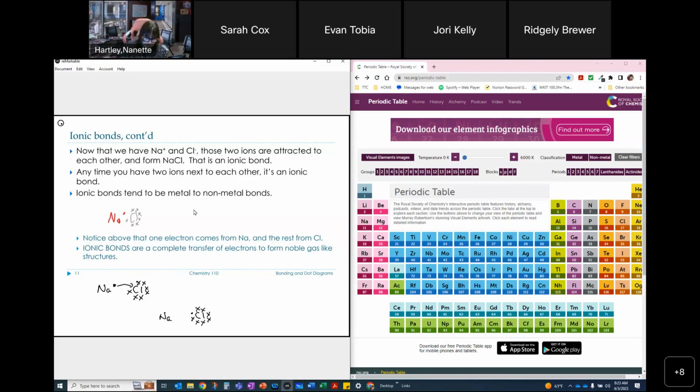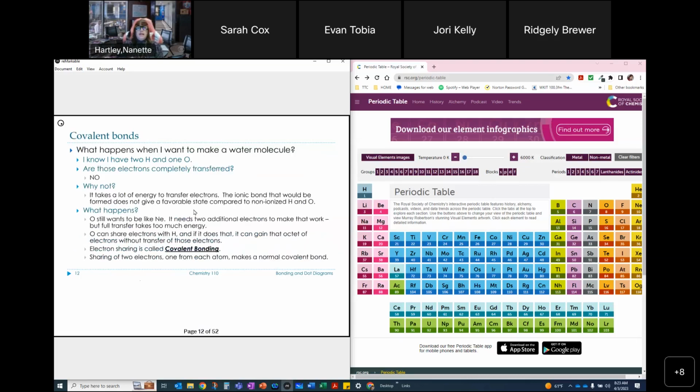But I can't always do that. When I can't, we have to talk about a different type of bonding. Let's talk about one of our great examples of nonmetal to nonmetal bonding, which is water. I have 2 H and 1 O. I know that neither one of those becomes charged, so it's not a complete transfer of electrons. It takes a lot of energy to transfer electrons. The ionic bond that would be formed does not have a favorable stable structure compared to the non-ionized H and O.